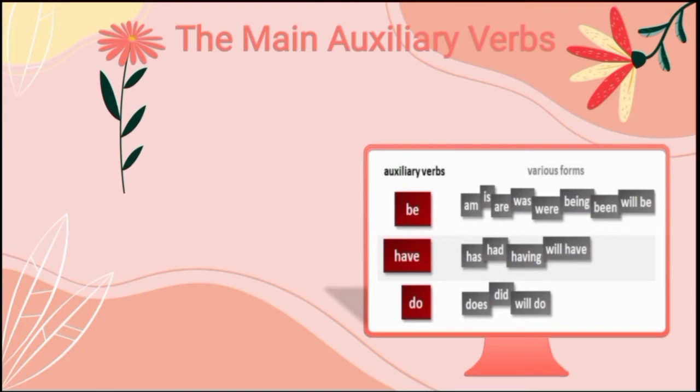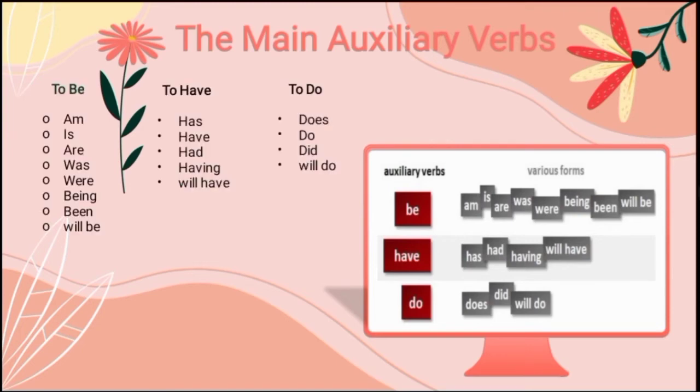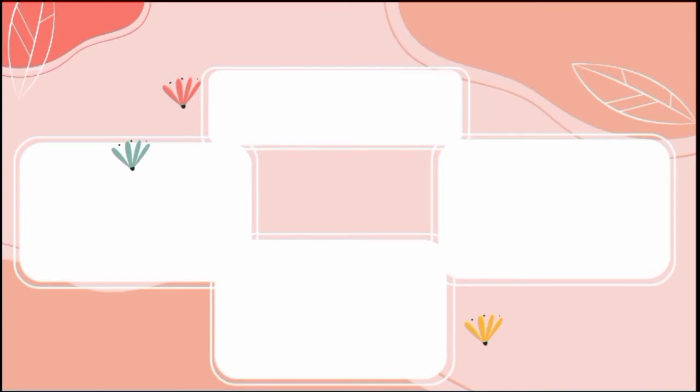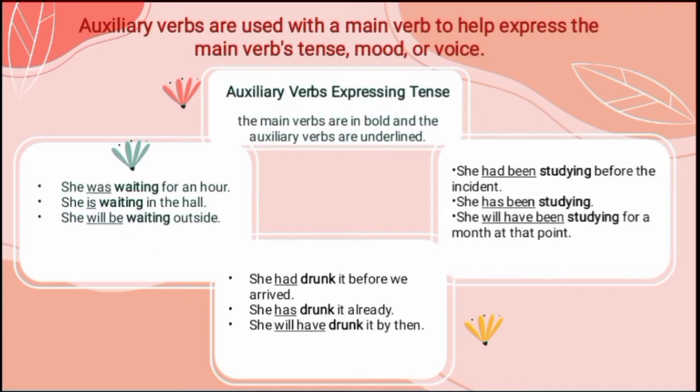The main auxiliary verbs are to be, to have, and to do. They appear in the following forms. Auxiliary verbs are used with a main verb to help express the main verb tense, mood, or voice.